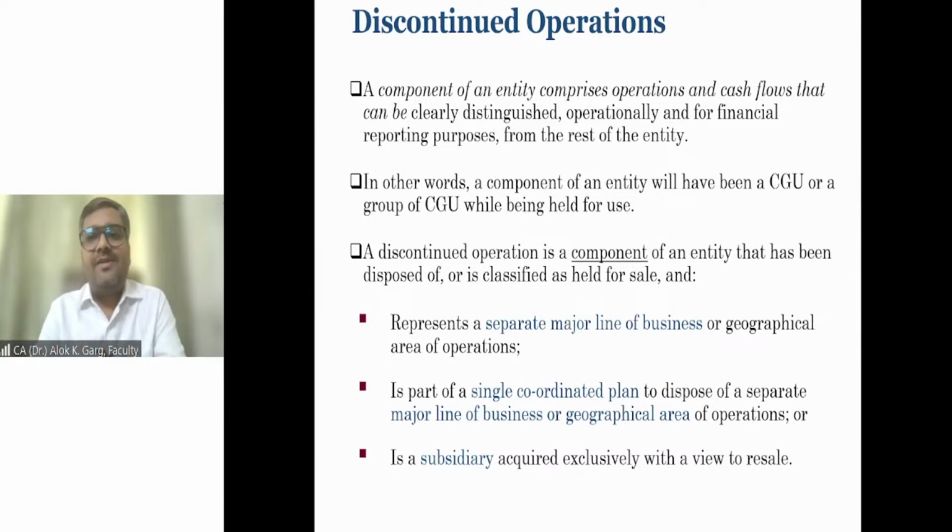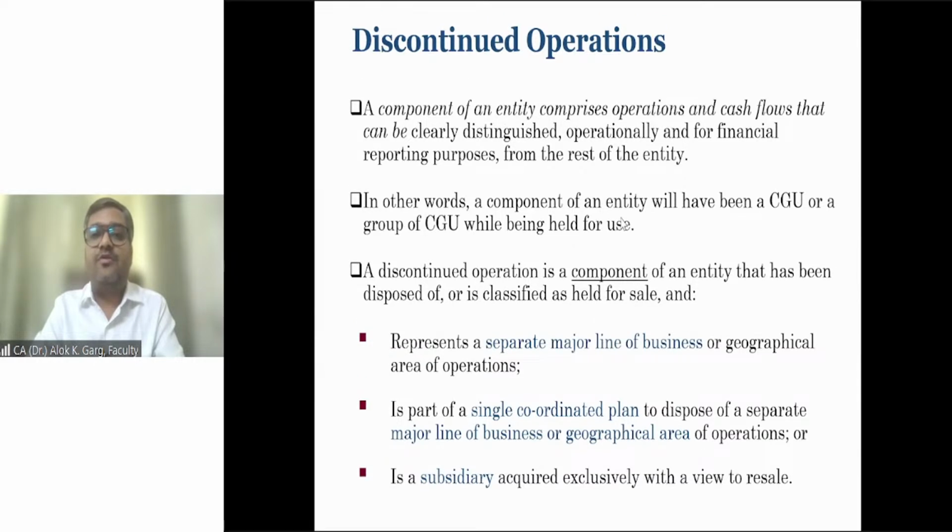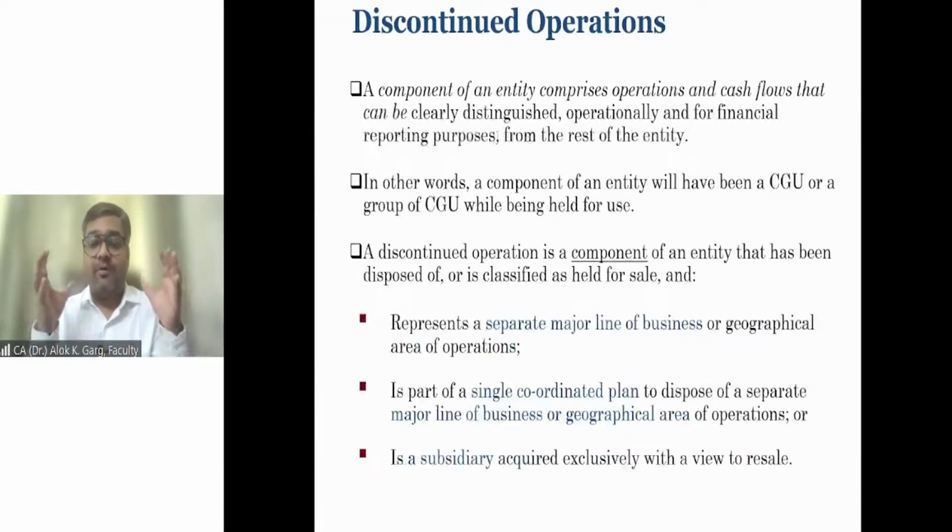For understanding discontinued operation, let's understand operations first. When does an operation have to be termed as a discontinued operation, or a component of business have to be termed as an operation? If that component comprises operations and cash flows which can be clearly distinguished from the remaining business. Sir, what does it mean?